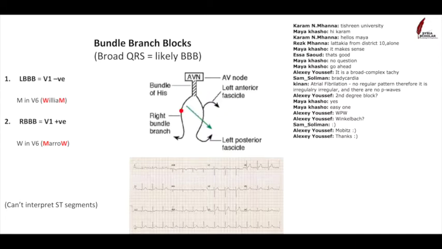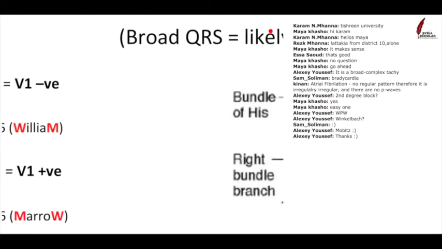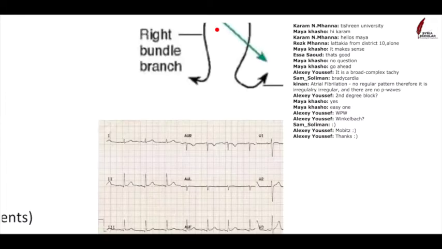If, say, you just cut off one of these branches, so the right bundle has been severed, and no electricity is coming through the right bundle, we call that right bundle branch block. And if we cut the other side here, when no electricity is coming in through the left bundle, then we call that left bundle branch block. And you can interpret that on the ECG by looking at lead V1 mainly.